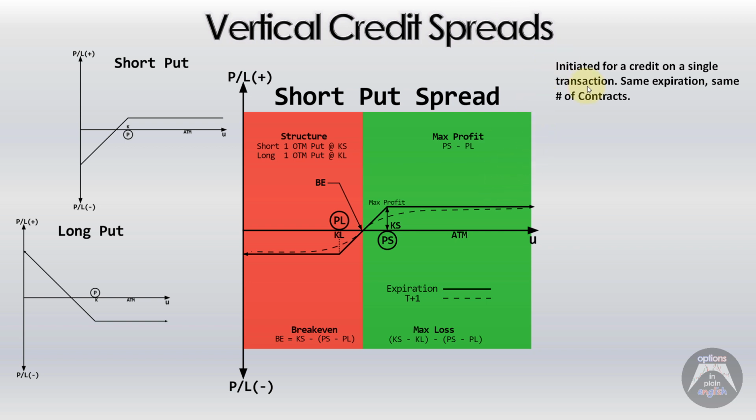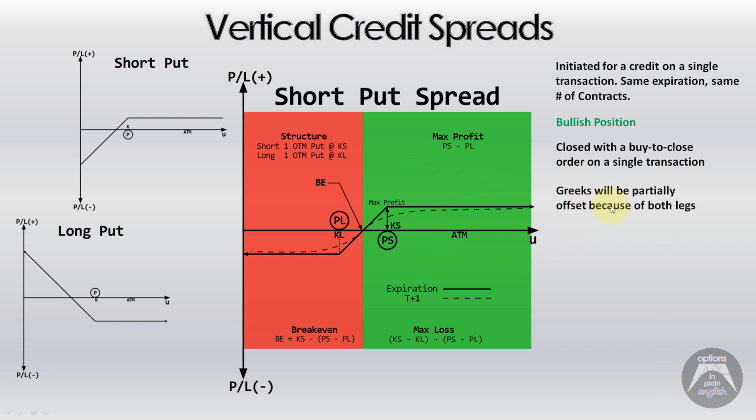So this position is initiated for a credit on a single transaction. The short put and the long put have the same expiration and the same number of contracts. This is a bullish position, as we were mentioning. This position is closed with a buy to close order on a single transaction. And again, you could manage these legs separately, but usually what happens is you open it with a single transaction and you close it with a single transaction. It goes in as a spread, it comes out as a spread. This is what a short put spread is.